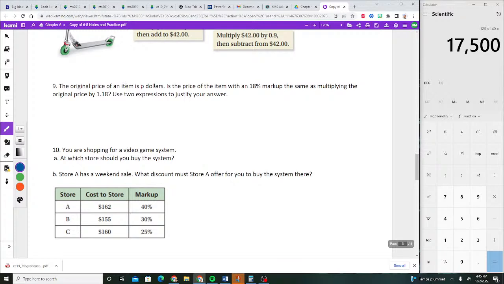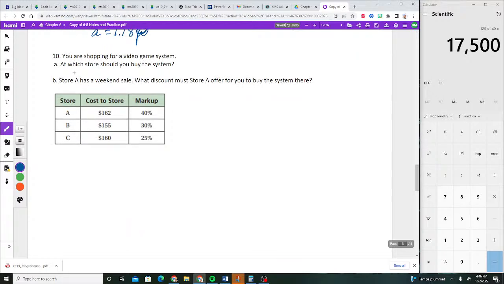The original price of an item is P dollars. Is the price of the item with an 18% markup the same as multiplying the original price? Yeah, we know this because 100 plus 18 is 118%, and then typically we would just go, hey, 1.18 times the whole, or times P dollars in this case. Poor choice of variable on their part. But going back to what I was saying earlier, what you could have done is you could have found 18% of P and then added it to P, which is still 1.18 times P.